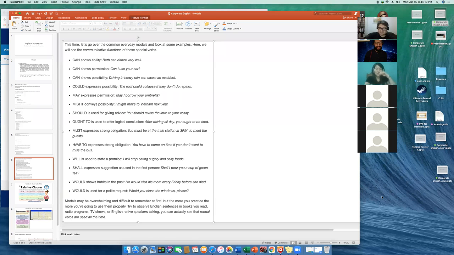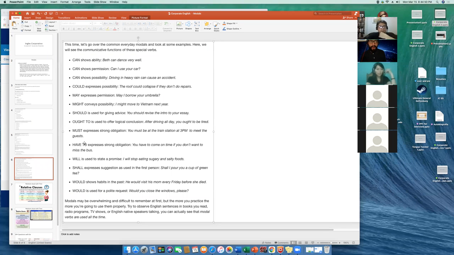All right. And then we come to would. These are habits in the past, or you could use it as a polite request. Would you close the windows, please? He would visit his mom every Friday before she died. These are the two examples where you could use would. He would visit his mom every Friday before she passed away, before she died. Would you close the windows, please?